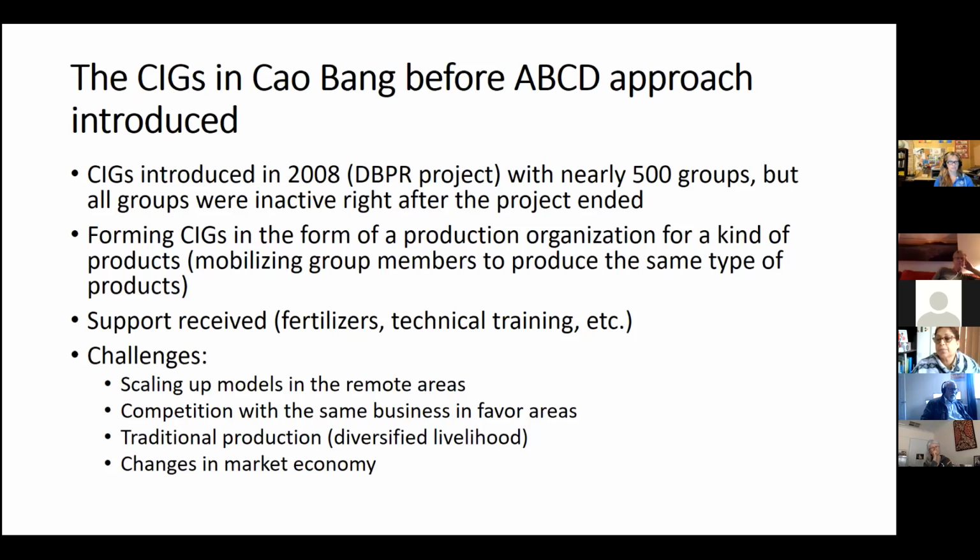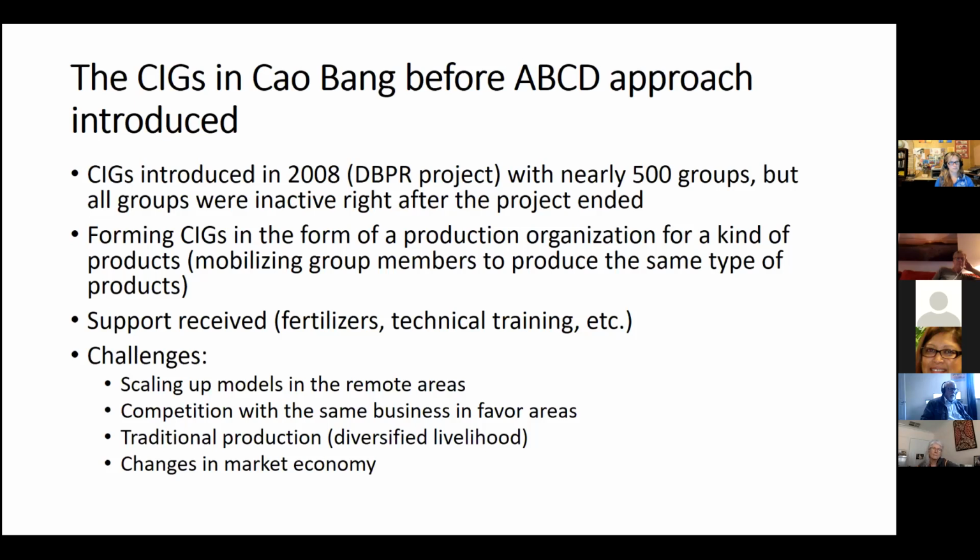However, at the beginning of this phase, the project intended to form CIGs again, in the form of a production organization for a kind of product, mobilizing the group members to produce the same type of product. So they still believe this kind of approach with CIGs can help with poverty reduction. But the way they intend to do it is still to provide support as in the first phase, such as fertilizer, technical training, and probably seed money.